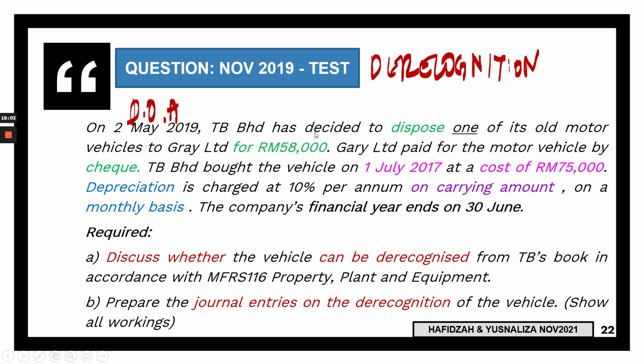TB Berhad, the reporting entity, has decided to dispose. Sorry, this is the date of disposal. The 2nd of May. So be careful with the date. The 2nd of May is the date of disposal. Right, so that was being disposed. What was being disposed? One of its motor vehicles, and that was being disposed for 58,000.